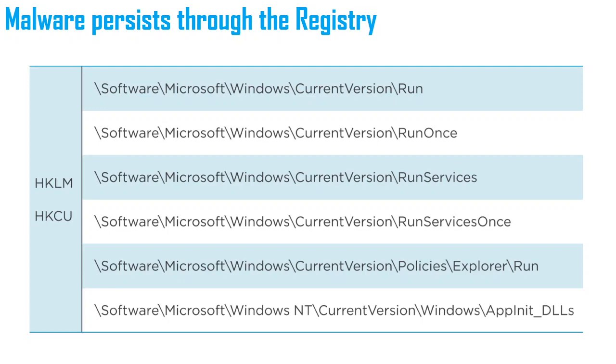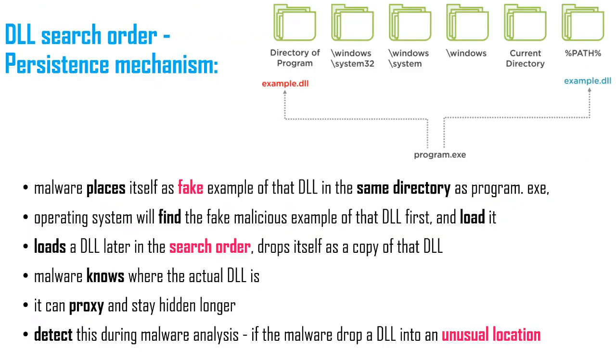The first registry entry is a very important one: Software, Microsoft, Windows, CurrentVersion, Run, and RunOnce, RunServices, RunOnce, Explorer Run, and Windows NT CurrentVersion Windows, AppInit_DLLs. So please make a note of these registry entries. Most malware is going to modify this kind of registry entries for persistent behavior. Right. The second technique is the DLL search order. This is the DLL search order persistence mechanism.